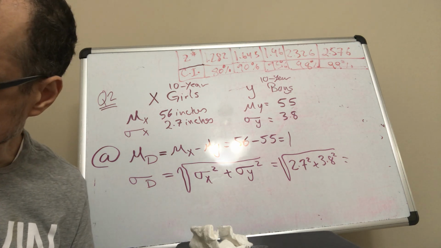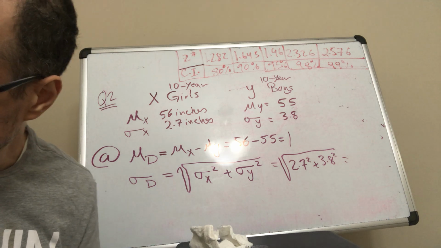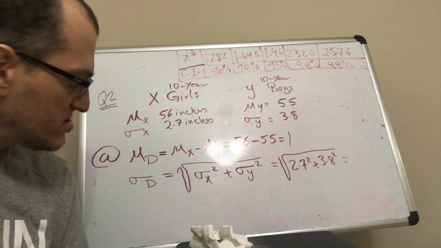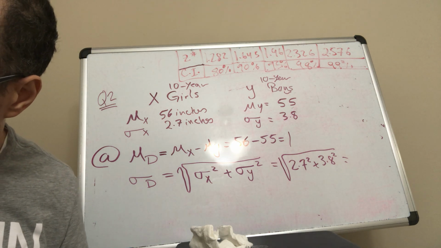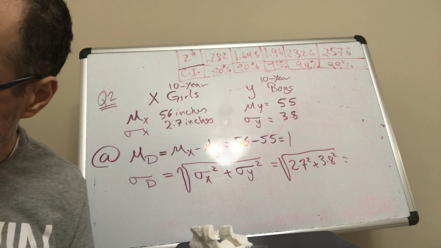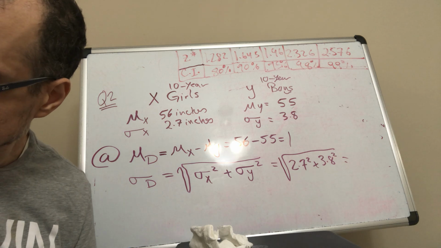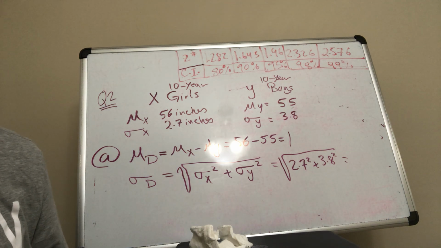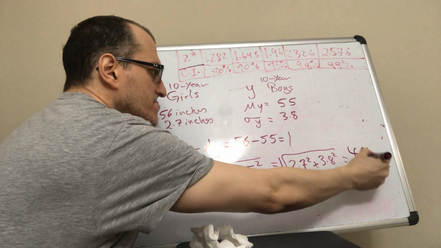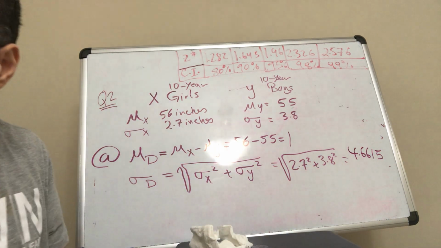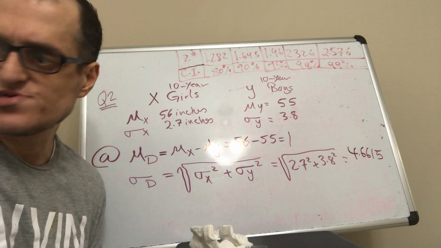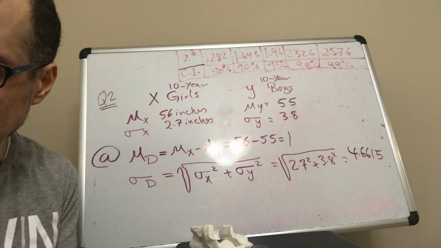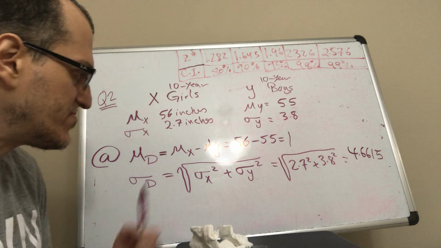Let me just do it quickly in my calculator. So 2.7 squared plus 3.8 squared, and the square root is 4.6615. So the answer for this is 4.6615. They have it at 5 point something because they added 4.8 instead of 3.8. But this is how you do the expected.